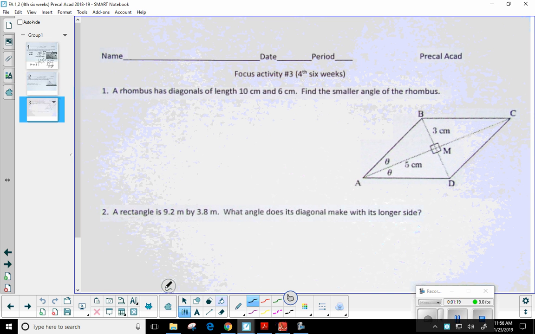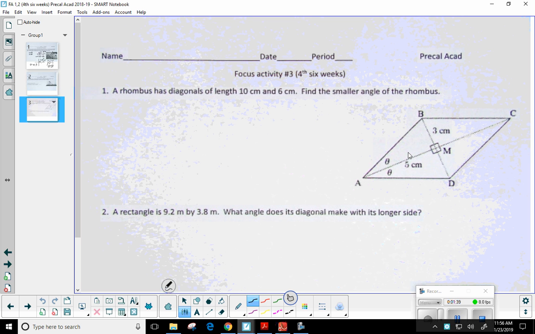Number one, a rhombus has diagonals of length 10 and 6, okay, as shown here. So these are being bisected by the diagonals themselves, and that's one of the characteristics of a rhombus. Find the smaller angle of the rhombus. Okay, so we're trying to find this angle theta right here.